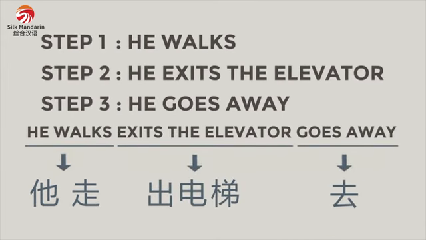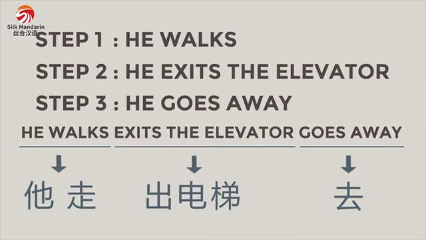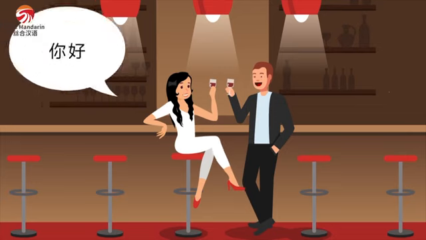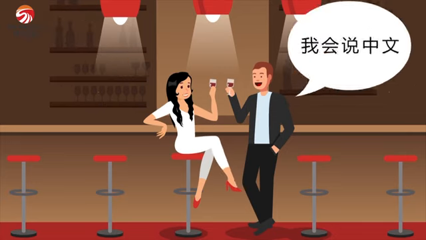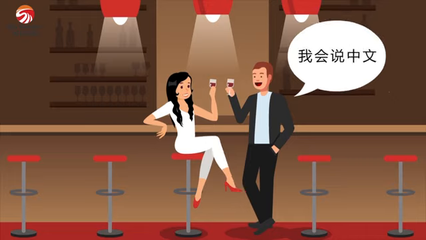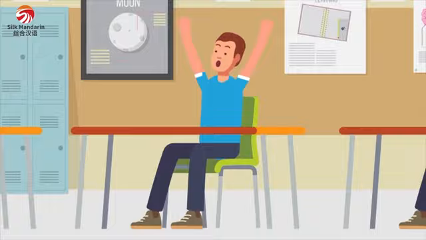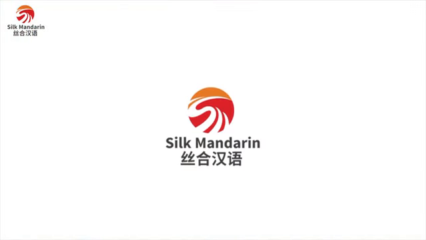Slow motion technique teaches that word order is exactly the order in which the actions are taking place. Simple, isn't it? Using the slow motion technique, you'll notice time and time again that sentences in Chinese precisely reflect the events they describe in chronological order. Stop confusing yourself and try the Silk Mandarin slow motion technique. Learn Mandarin in a more clever way.